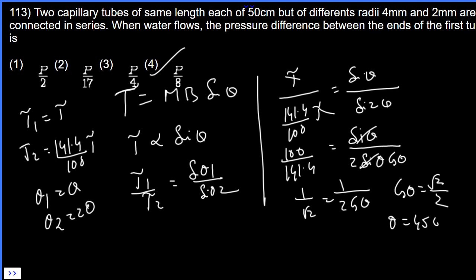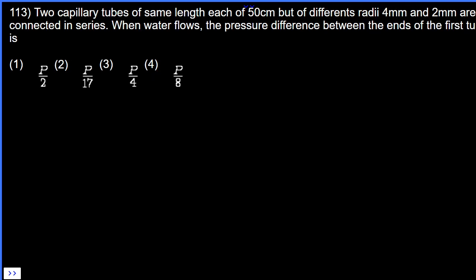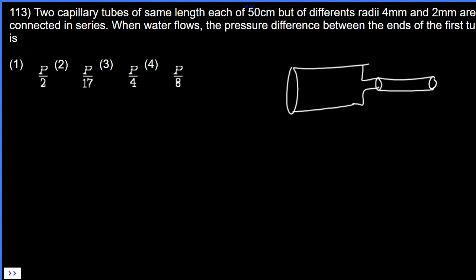Next one is 113. Two capillary tubes of the same length, each of 50 centimeter, but of different radius, 4 millimeter and 2 millimeter, are connected in series. When the water flows, the pressure difference between the ends of the first tube becomes. This one is also a very lengthy problem. Here the two capillary tubes are connected in series. This is the first one, and the second one is connected in series.